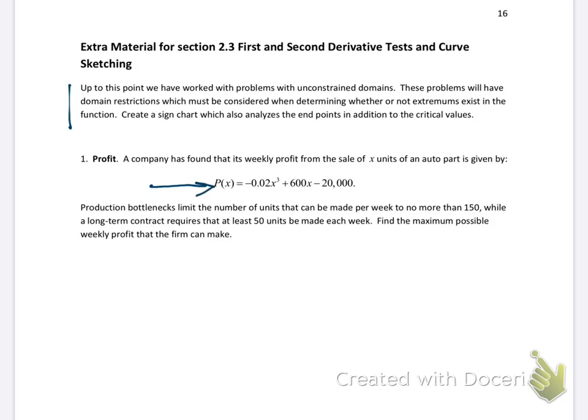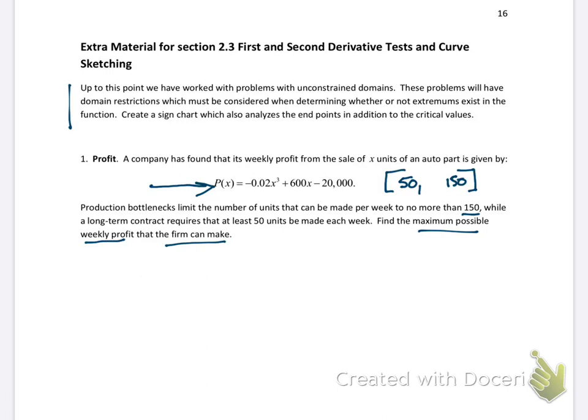Production bottlenecks limit the number of units that can be made per week to no more than 150. So that is the edge of your domain. Okay, so 150 is as high as your X value can go. And then it goes on to say, while a long-term contract requires that at least 50 units be made each week. Okay, so 50 is the low. So here are your domain constraints. So now they want us to find the maximum possible weekly profit that the firm can make.